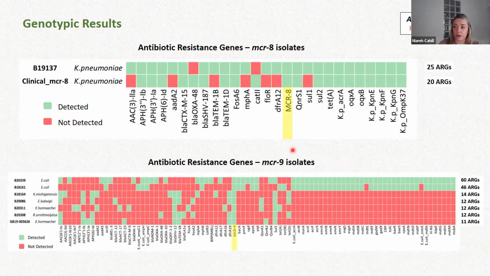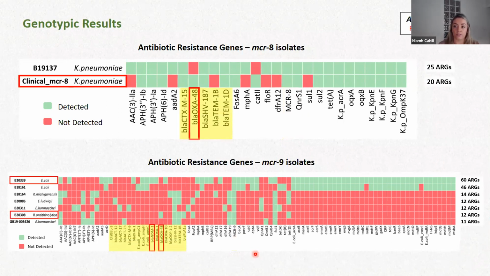In addition to our MCR8 and MCR9 genes, which I highlighted in both figures here, a range of beta-lactamases were also detected. And the most concerning findings among these were the carbapenemases, which I've outlined here in both figures. Carbapenemases are genes that can confer resistance to carbapenem antibiotics, which are one of our last line antibiotics.